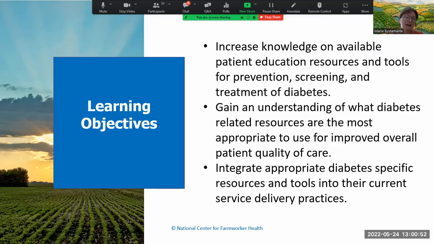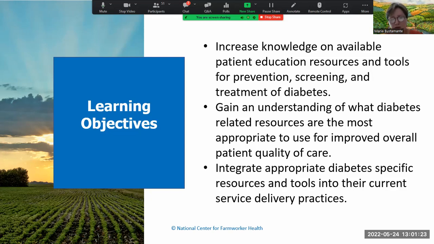For today, our learning objectives are to increase knowledge on available patient education resources and tools for prevention, screening, and treatment of diabetes. We're also going to gain an understanding of what diabetes-related resources are most appropriate to use for improved overall patient quality of care.